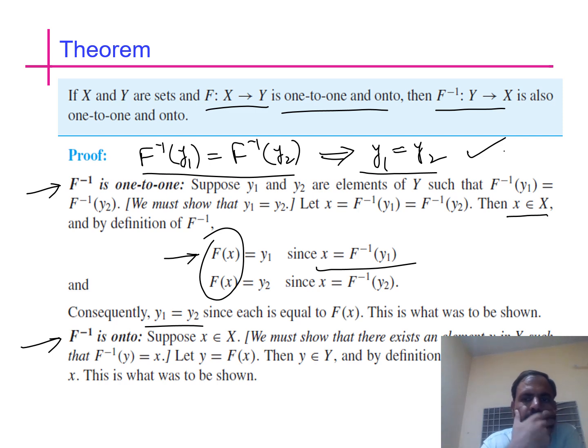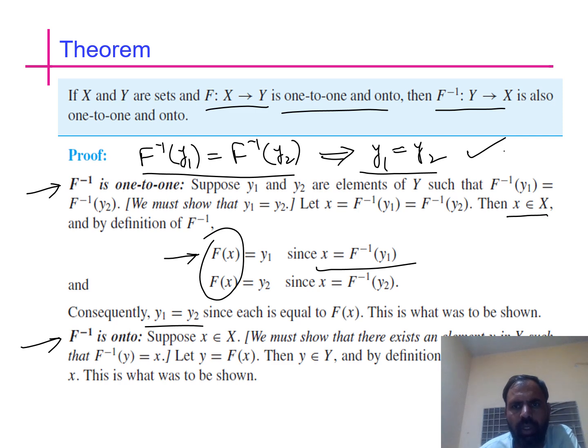For showing f inverse is 1 to 1, suppose y1 and y2 are elements of y such that f inverse of y1 is equal to f inverse of y2. So we must show that y1 is equal to y2. Let x be equal to f inverse of y1, which is equal to f inverse of y2.